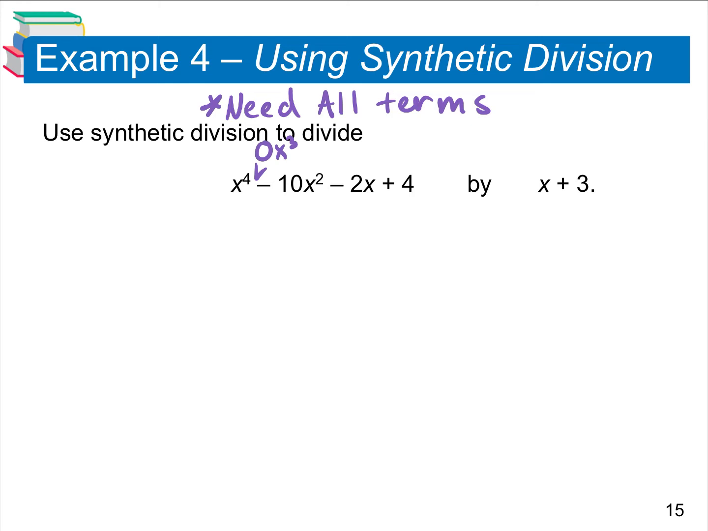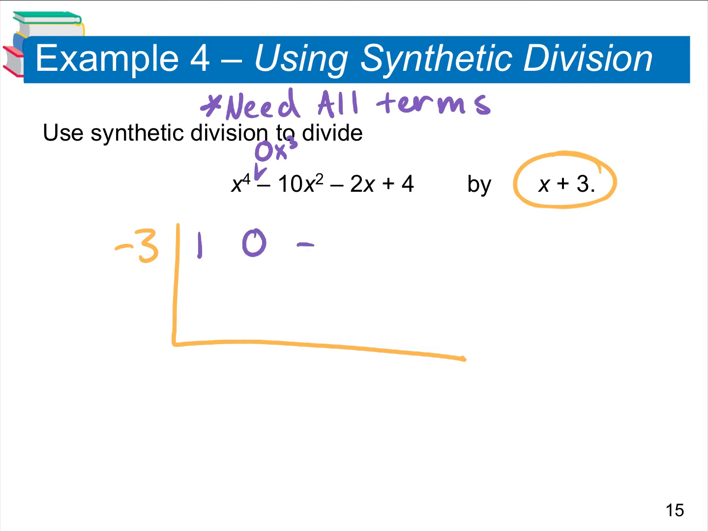And then for synthetic division, we have to make sure that that number on the outside, we flip the sign. So a negative 3 is going to go on the outside. Inside the box, I put the coefficients of all of my variables. So I start with 1, because the coefficient in front of x to the 4th power would be 1. Then I have 0, negative 10, negative 2, and 4.